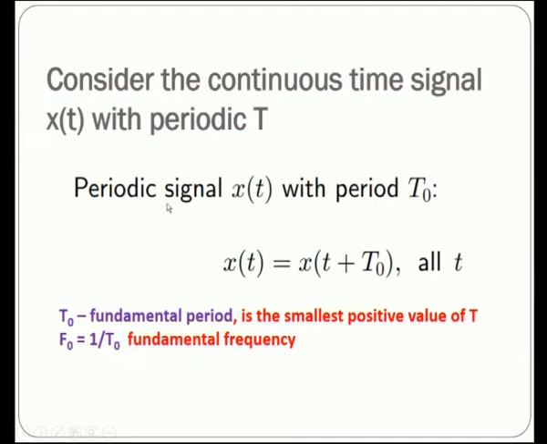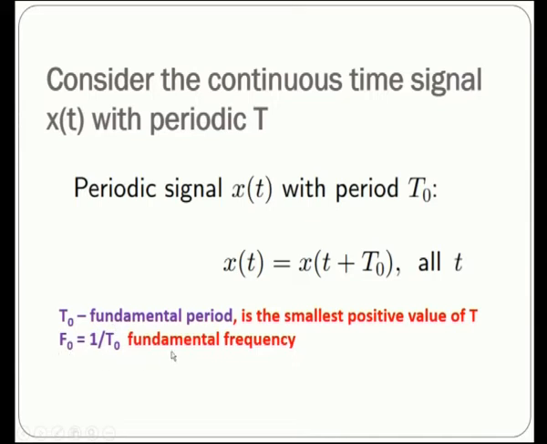Suppose we take the periodic signal x of t with its initial period T naught, then we represent x of t is equal to x of t plus T naught. So, x of t repeatedly comes with respect to T naught. For every T naught the signal comes, that is periodic. So, for all t we represent x of t plus T naught, where T naught is the fundamental period, the smallest positive value of t, it is a time representation.